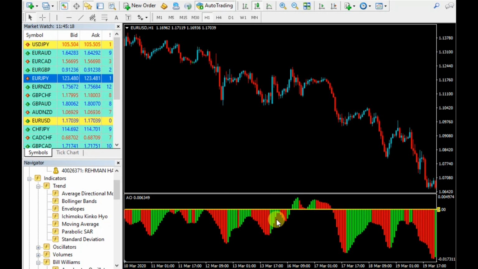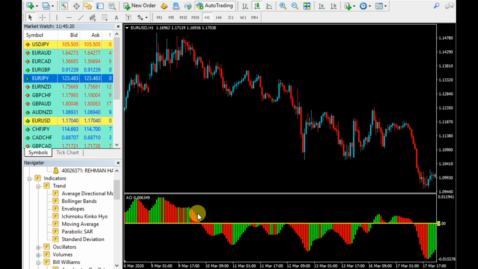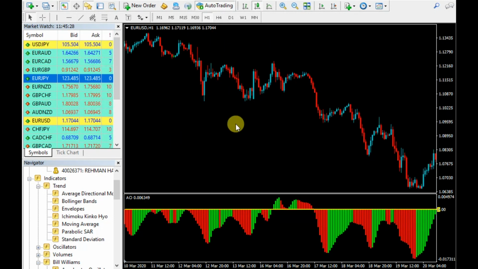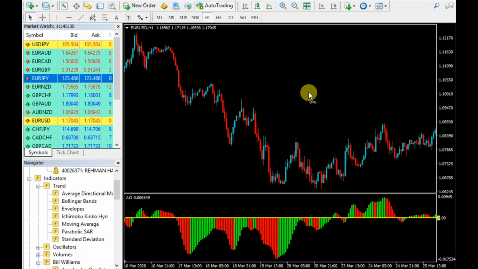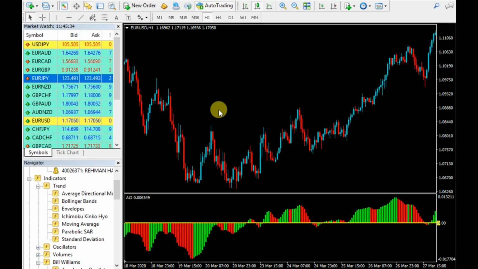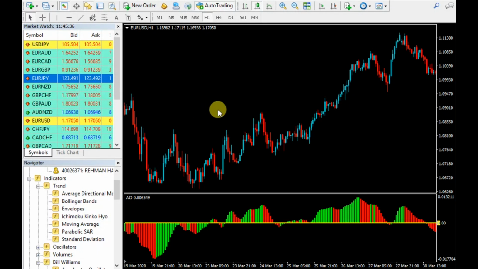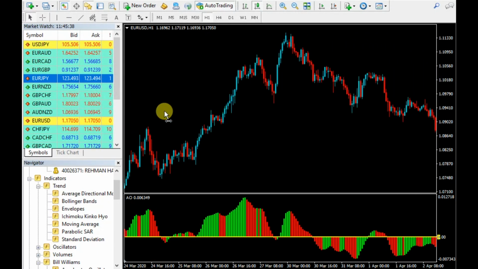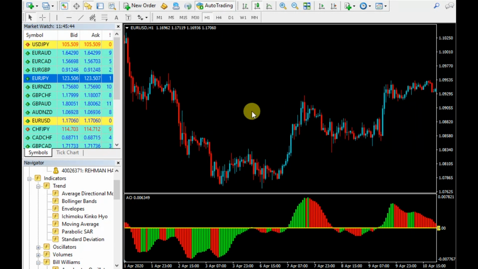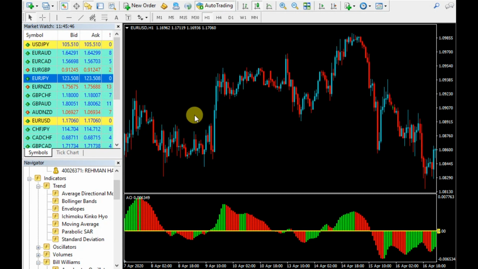So it's very easy, guys. The market fluctuates above zero and below zero, and that's the way we trade on corrections with the awesome oscillator. This is one of the best strategies, and I know some people in West Africa and Brazil, and in countries like Spain and Poland, who make a lot of money only with the awesome oscillator correction strategy.